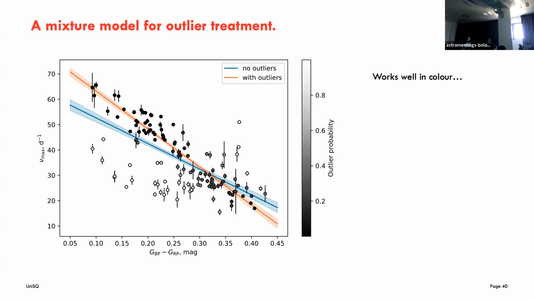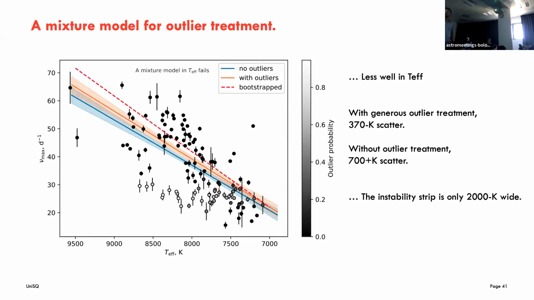And look, you can get a half decent relation out of this. It's not particularly physically motivated, but statistically, you can sort of get something that works. But it only works in color. And if you try and translate this into temperature, it just doesn't work, right?